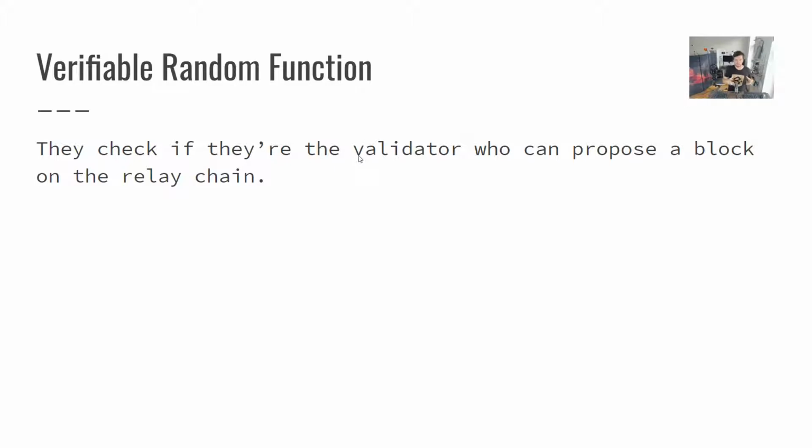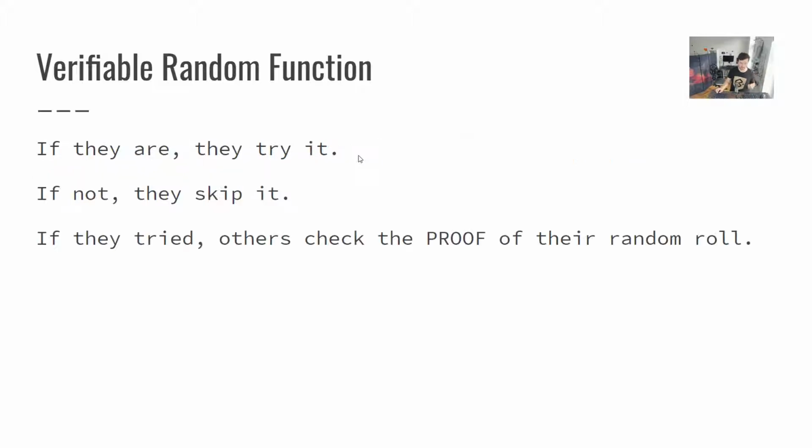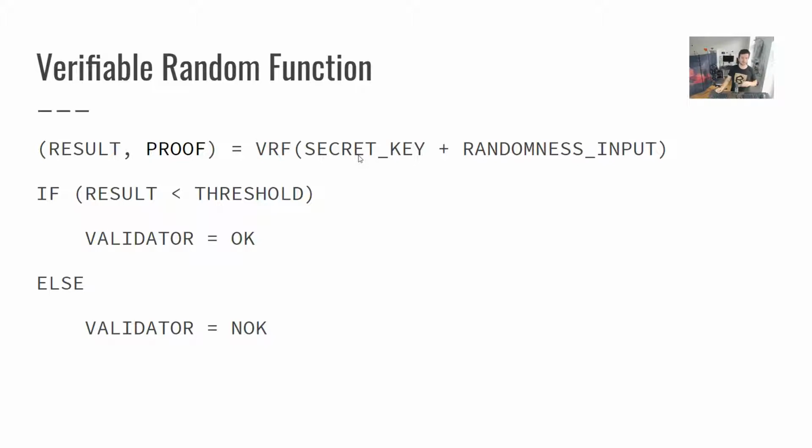And they do this, they check if they're the validator who can propose a block on the relay chain. How do they check this? We'll get to that. But essentially, if they find out that they are, they try to propose a new block. If they're not, they just wait it out. If they tried, others will check the proof of their random roll. So, in pseudocode, you can imagine it like this. The direct result of the VRF function, which takes as its input a secret key and some randomness, will always be the result of the random roll and proof that the roll was achieved.